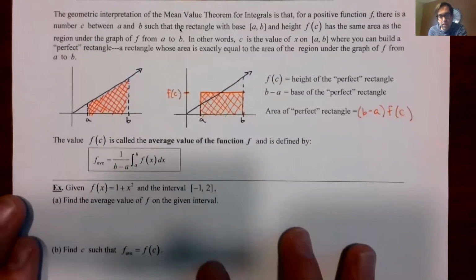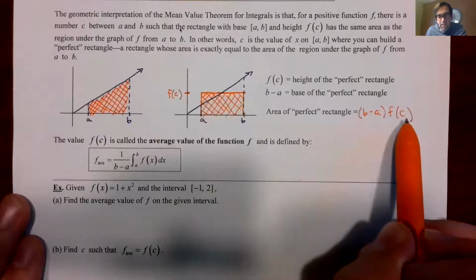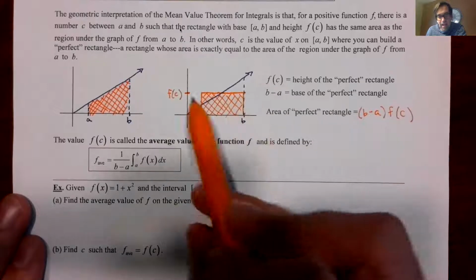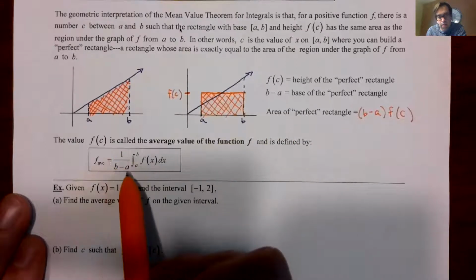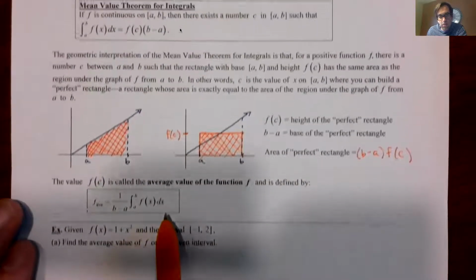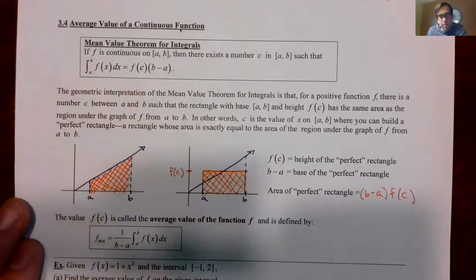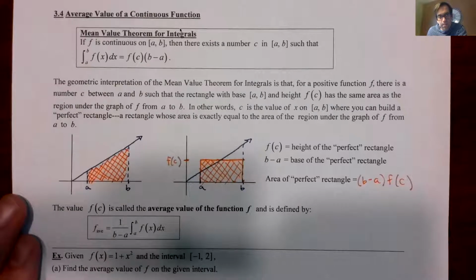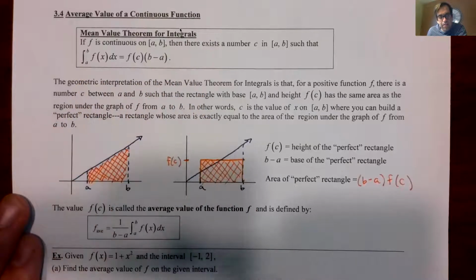And this is the formula, because think about it, if our area was b minus a times f of c, and we wanted to find that f of c, we could divide the b minus a to the other side. So we have 1 over b minus a times the integral, right? That integral is what was equal to f of c times b minus a. So all this average value formula is coming from is dividing the b minus a to the other side.